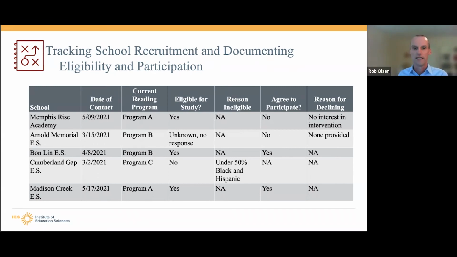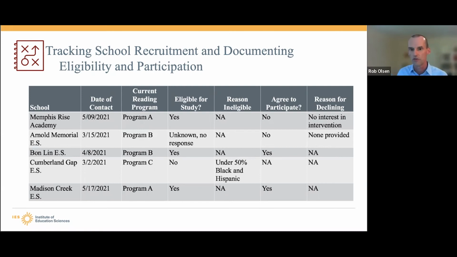Now, both Bon Lin Elementary School and Madison Creek Elementary School responded to the outreach, were confirmed eligible, and agreed to participate. So that's a win. Lastly, Cumberland Gap Elementary School was found to be ineligible because, contrary to what the data in the population frame suggested, it didn't fall within the target population parameters.